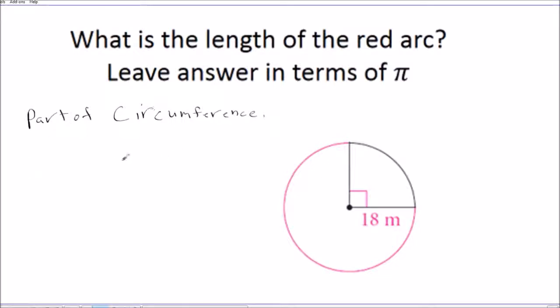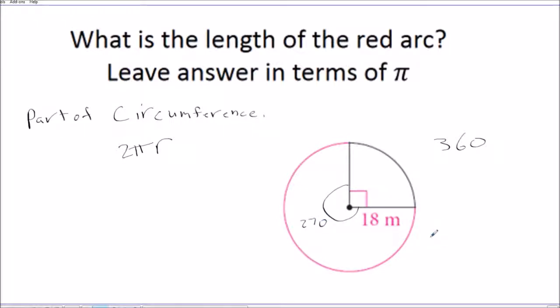Okay, and if it's part of the circumference, I'm going to break that down into mathematics. I know the circumference is 2 times pi times the radius, and then I have to figure out what I mean by part of. So keep in mind, a circle has 360 degrees in total. This arc does not have 360 degrees, because look at what's missing. This little slice of pizza got cut out here. It's missing 90. So this angle on the other side is 270.